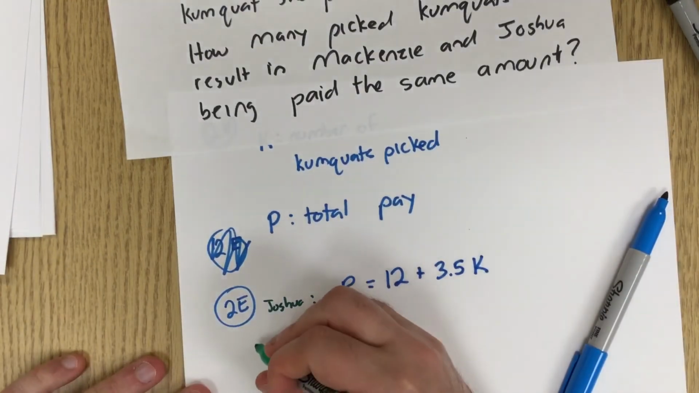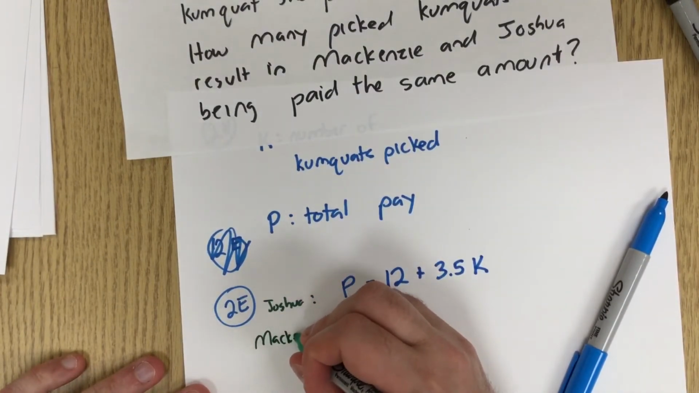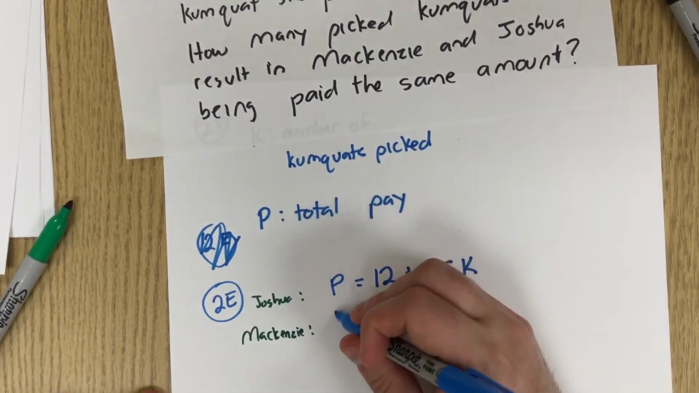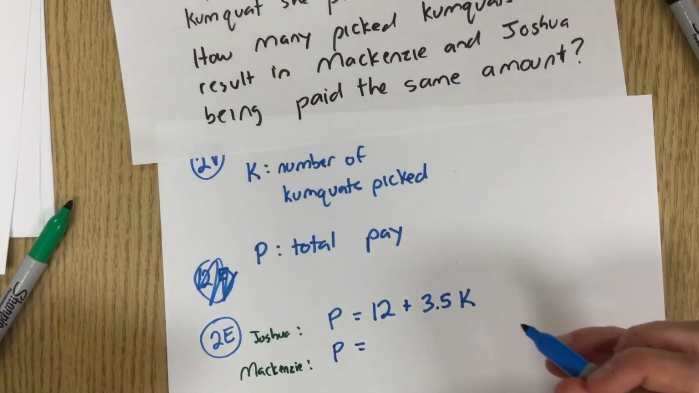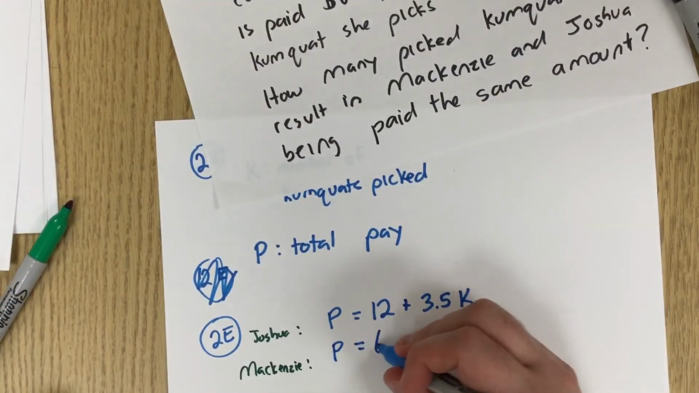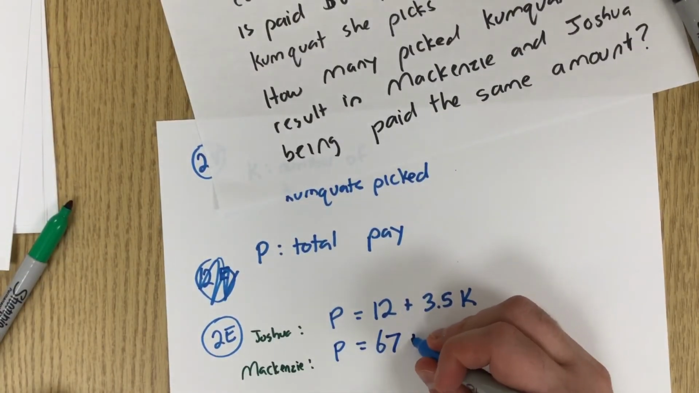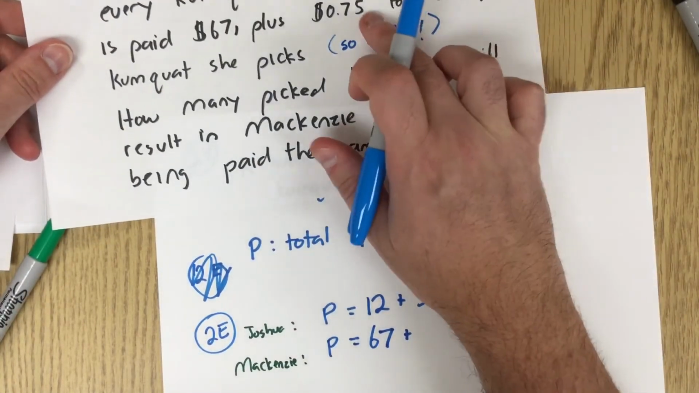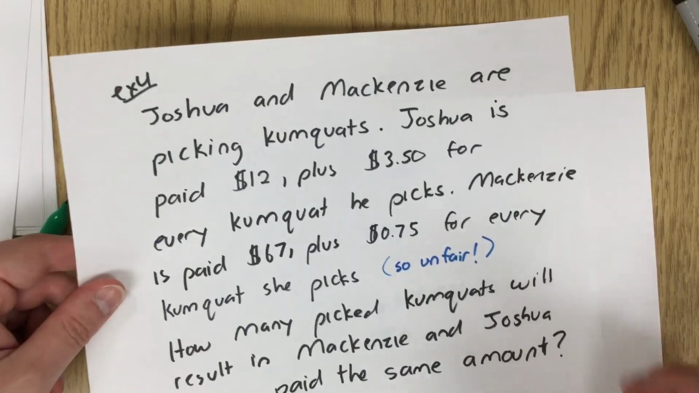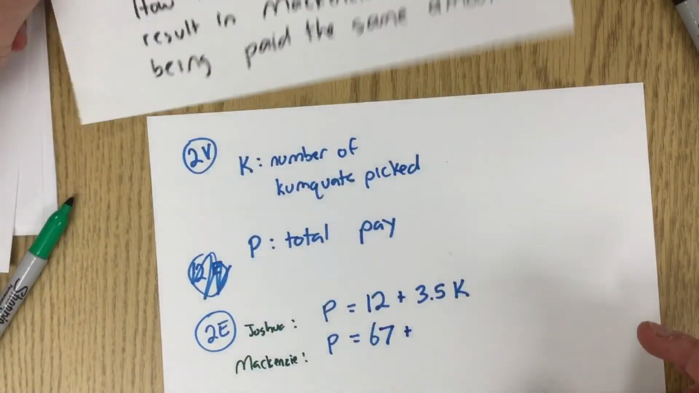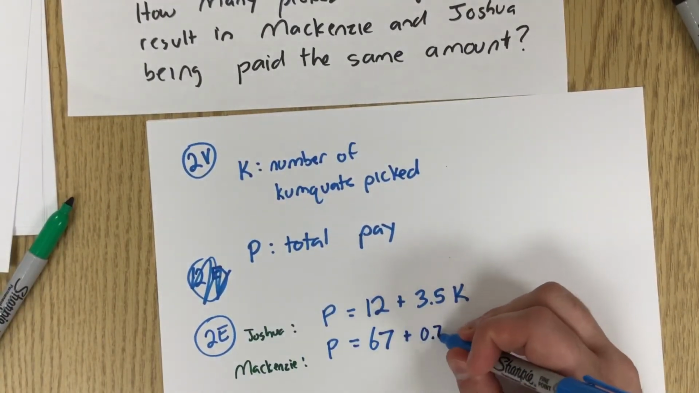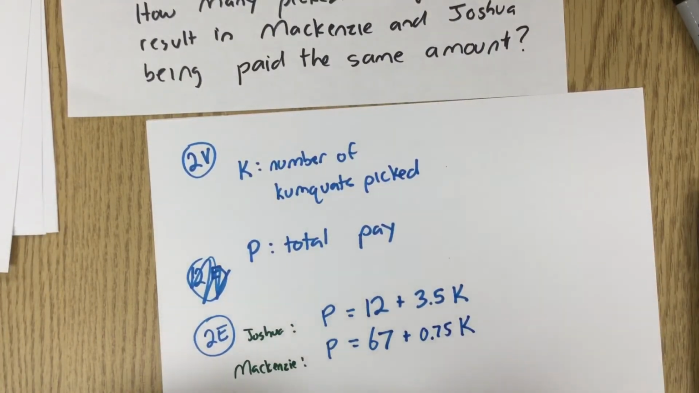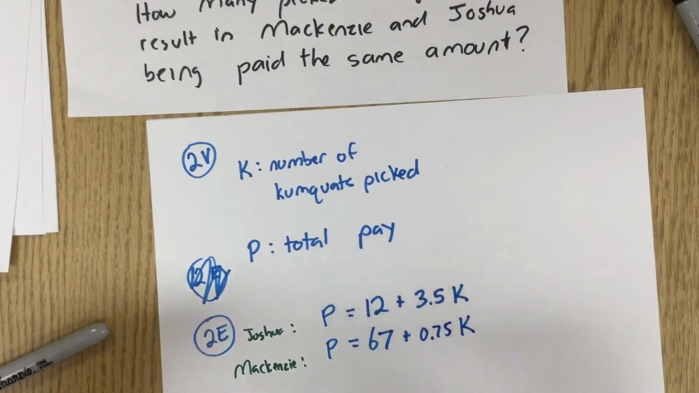And then for Mackenzie, the total pay, so she gets paid $67. So if I was her, I would show up and not do anything useful. But assuming she does work, $67 plus she gets 75 cents for every kumquat she picks. So she gets... and we want to know when the pay is going to be the same.